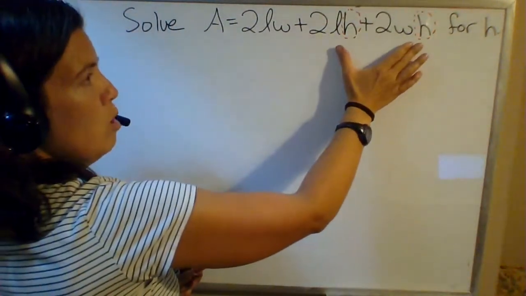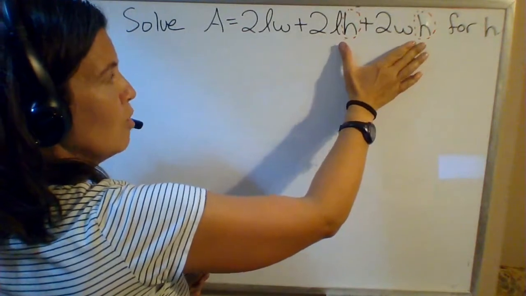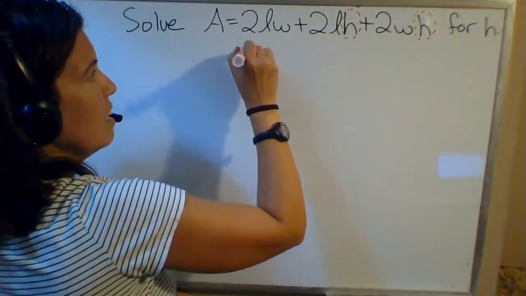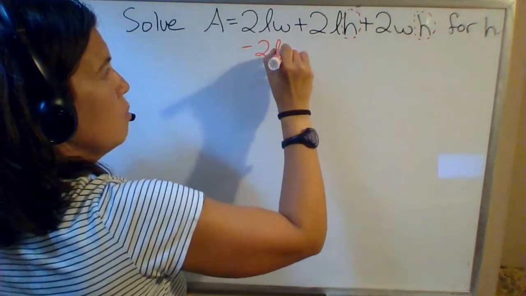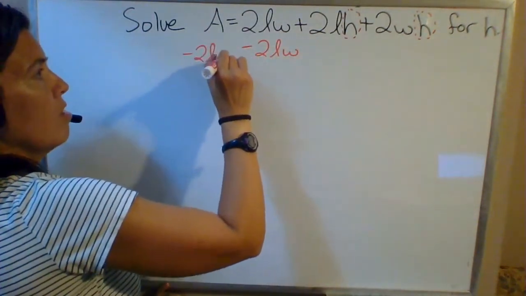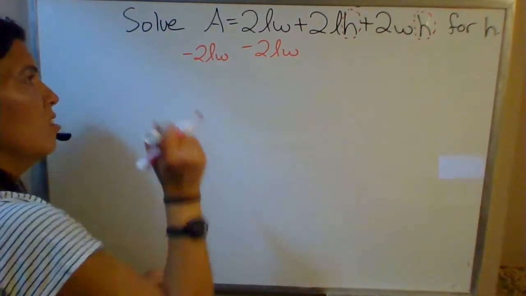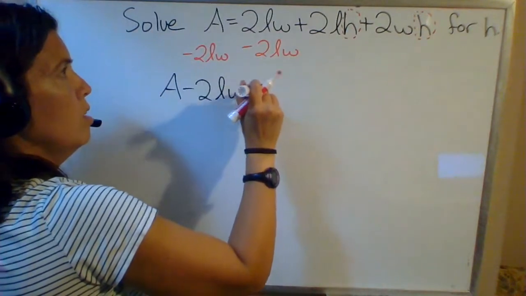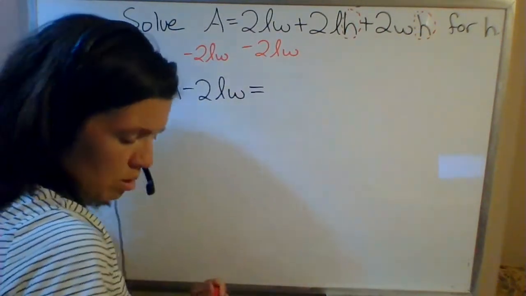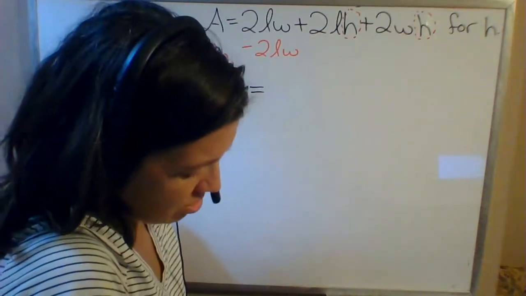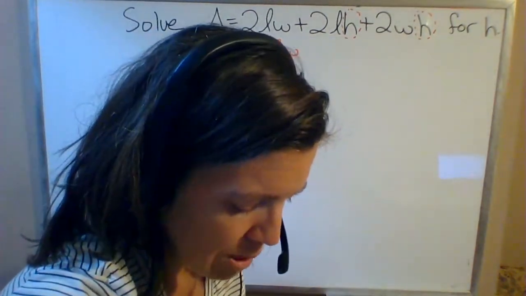Since we have the two H terms over here on the right, then I would want to move this one that doesn't have an H over to the other side. So I'm going to subtract 2LW from both sides. So I have A minus 2LW is equal to, and I want to get another color here for my H's because I like for them to stand out a little bit. I guess I'll use blue.